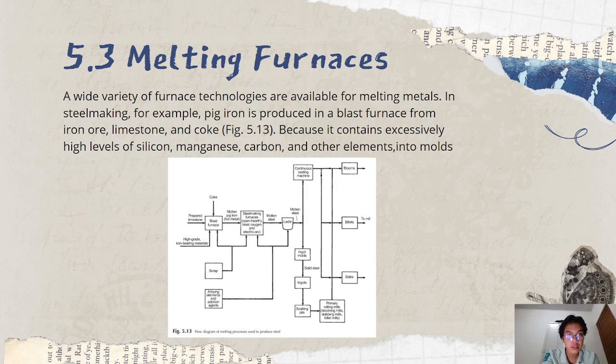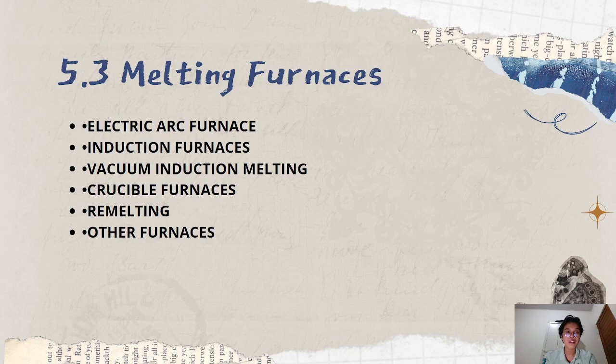The steel making furnaces are open hearth, basic oxygen, and electric, which process scrap and remove excessively high levels of silicon, manganese, carbon, and other elements from the molten iron. In 5.3 you can see more of the processing: the electric arc furnace, induction furnace, vacuum induction melting, crucible furnace, remelting, and other furnaces.